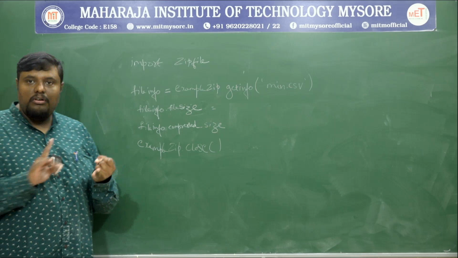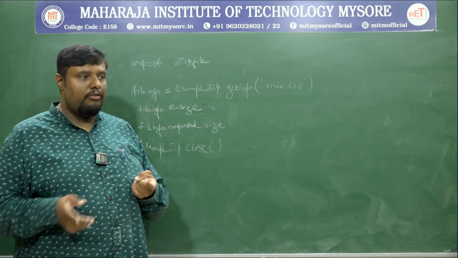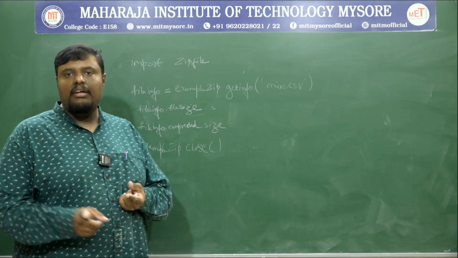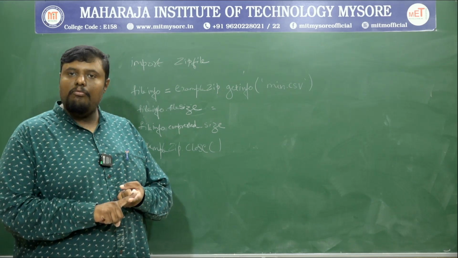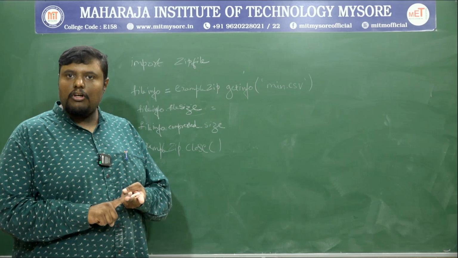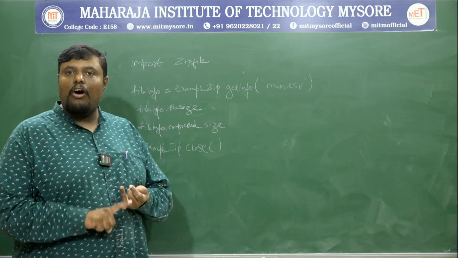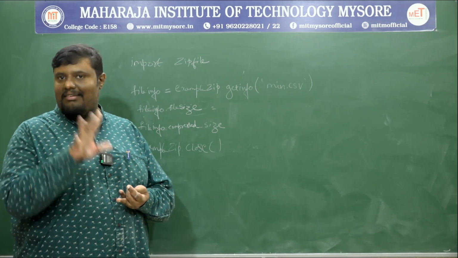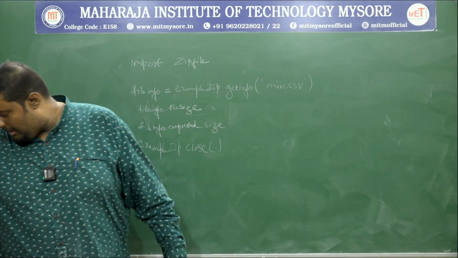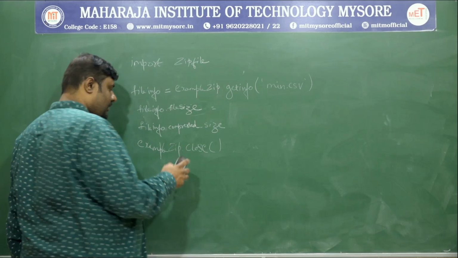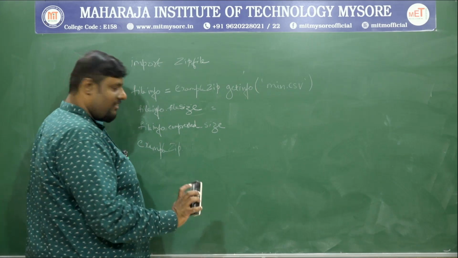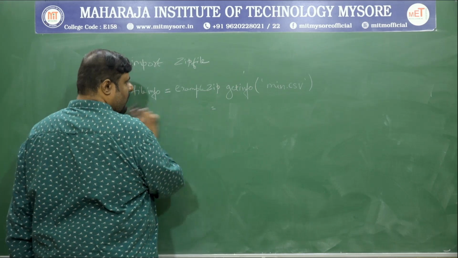Okay, so till now what we understood: we created a new zip file, we added files into it. We read the existing zip file, we saw what is all inside that, and we got the file info also. What is the original size? What is the compressed size? And so on. Now, what is left? Let me not close it. I still want example zip itself. So I've not closed it.